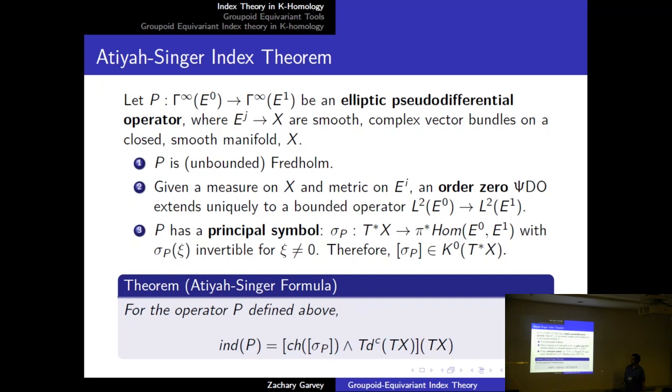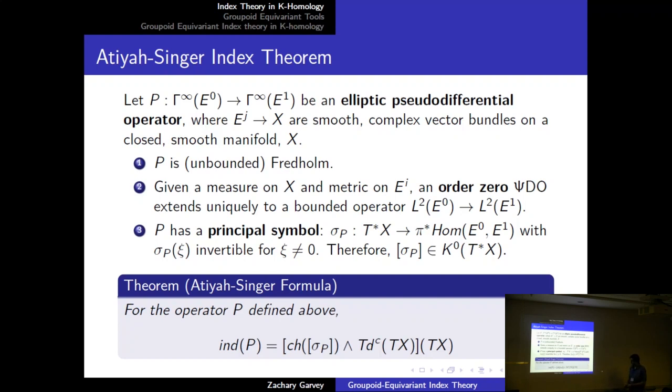So if you have one of these maps, like a section of this Hom bundle, and it's an isomorphism outside the 0 section, the 0 section is a compact subset because X is a closed manifold. So we have a map between bundles that is an isomorphism outside some compact subset of TX, which means that we have a K-theory class on T*X. I'm going to conflate TX and T*X this whole talk, I'm really sorry, but they're the same topologically, so just forgive me. So we do get a K-theory class from this.